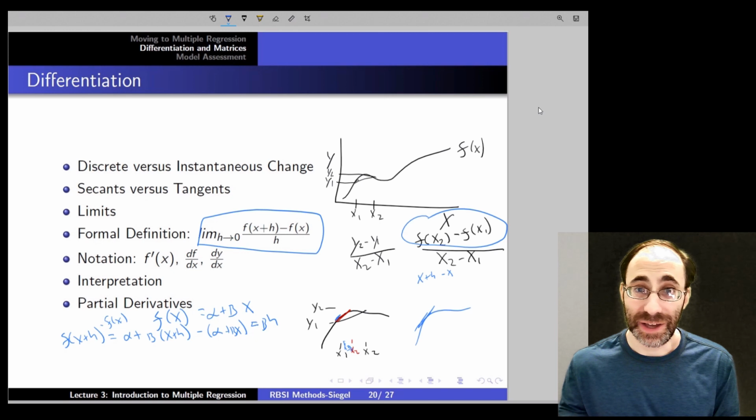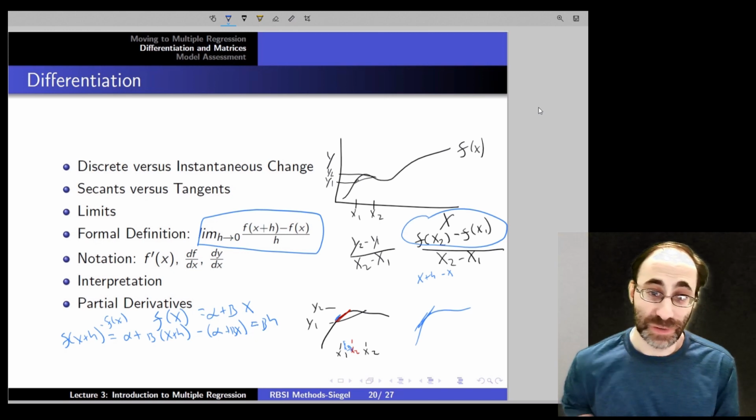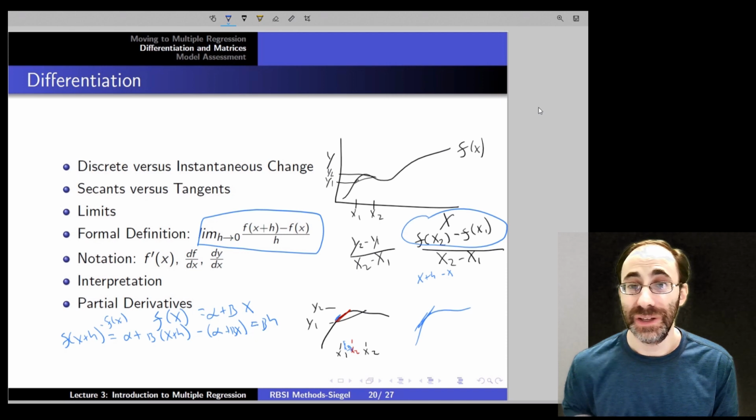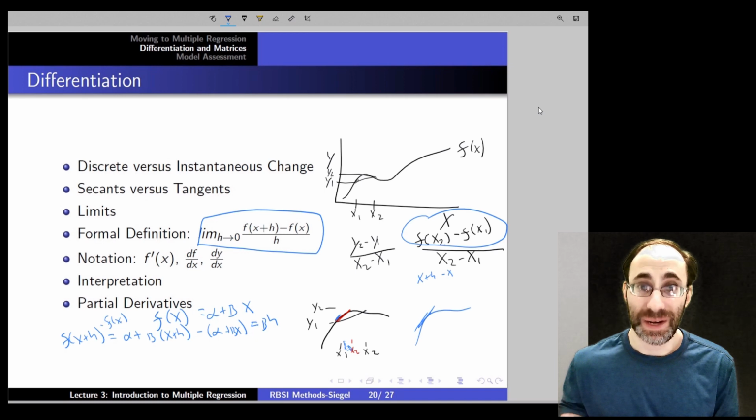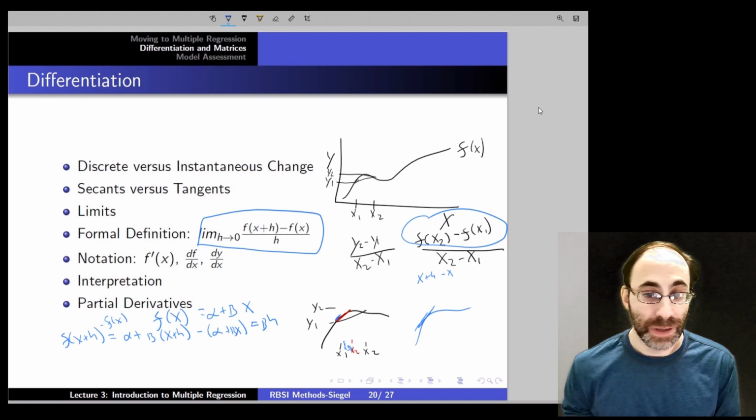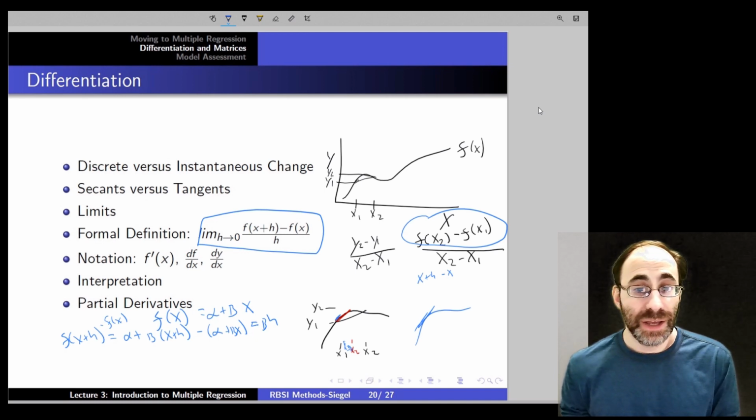We know that the slope of the line is the coefficient on the x, and this formal definition of a derivative verifies that in fact, yes, the derivative at any point x, because there's no x in beta, is just the slope of the line, which is beta. That's it. That's all you need to know about this.